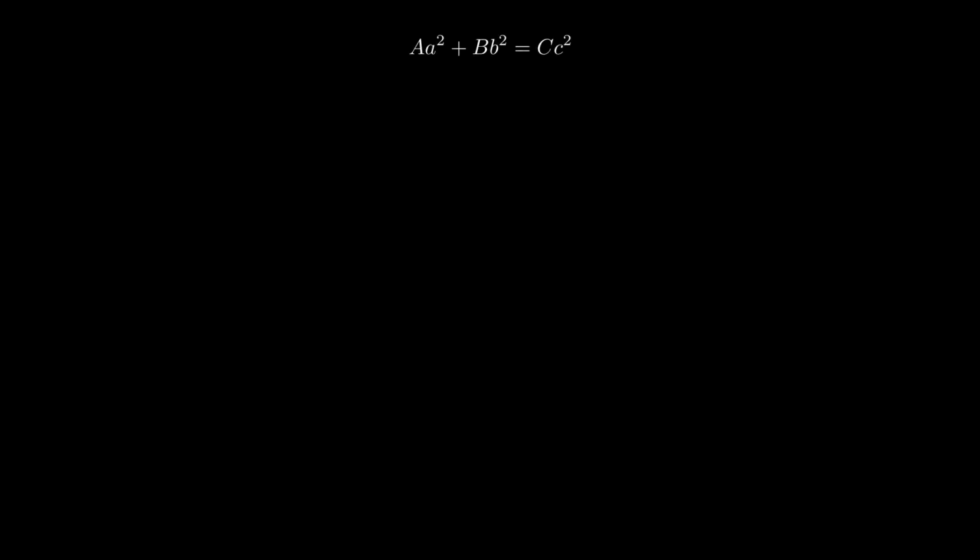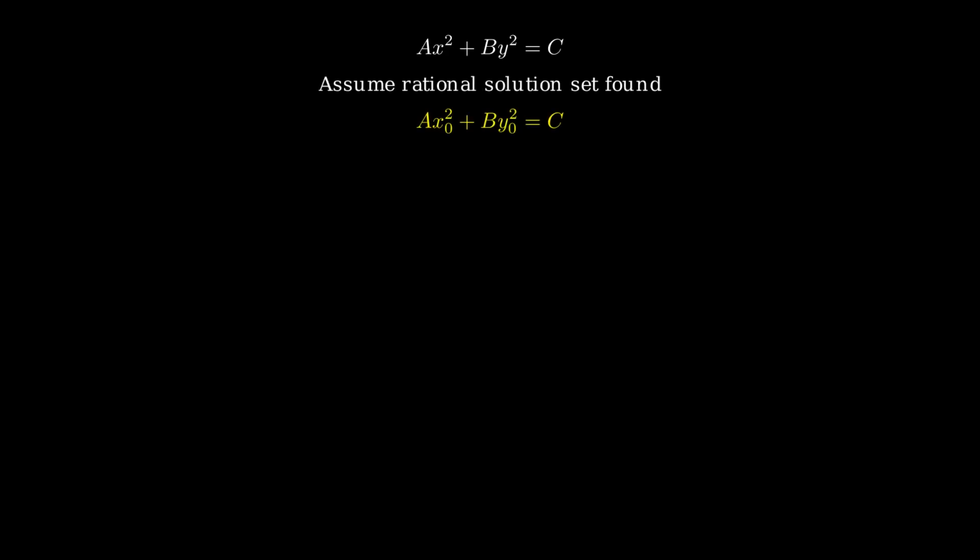Given a Diophantine equation of this form, find the general set of solutions. Divide the equation by c squared, and rename a squared over c squared and b squared over c squared into x squared and y squared. This method requires us to find some rational solution for x and y that satisfies this equation.